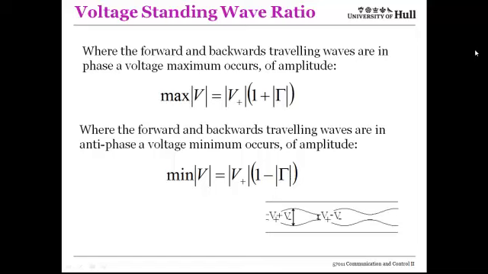Similarly, if you move slightly further away, then the forward and backward travelling waves will be in antiphase. And in this case, the total amplitude is the amplitude of the forward travelling wave minus the amplitude of the backwards travelling wave, where the amplitude of the backwards travelling wave is given by, once again, the size of the reflection coefficient times the size of the forward travelling wave.